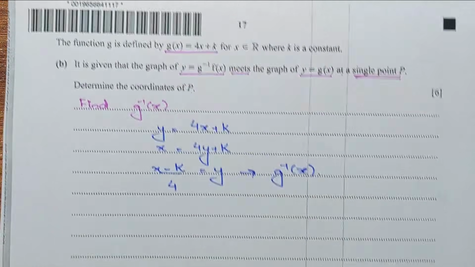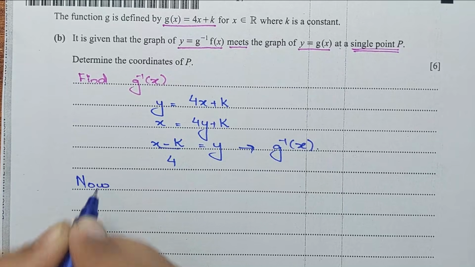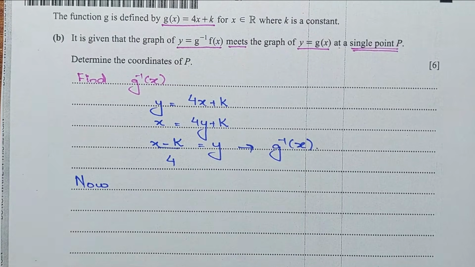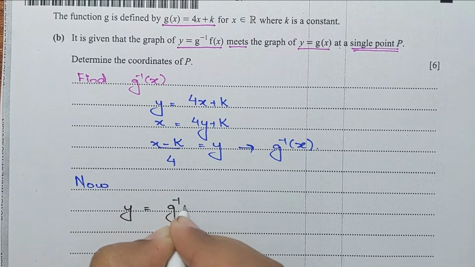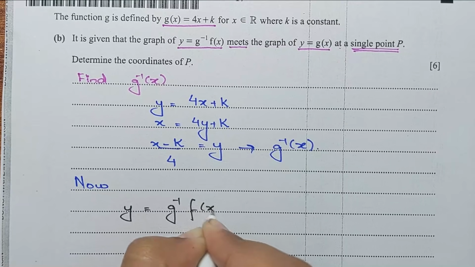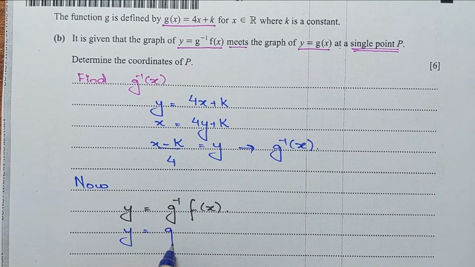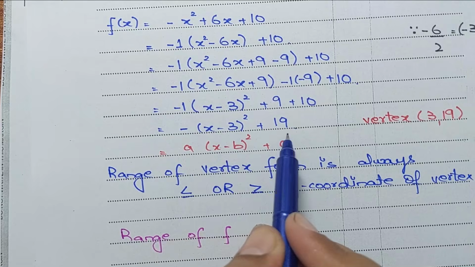Now we got g inverse of x, right? So the first function is now y equals g inverse f of x. Y is equal to g inverse f of x. Y is equal to g inverse, what is f of x? F of x is given, which is 10 plus 6x minus x square, or we can write this form of f of x.